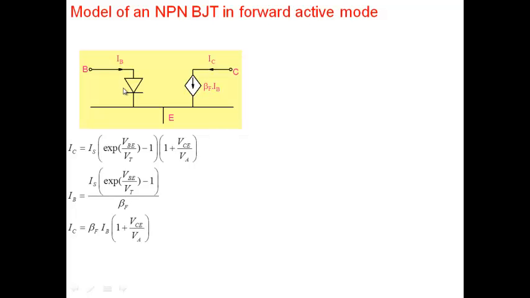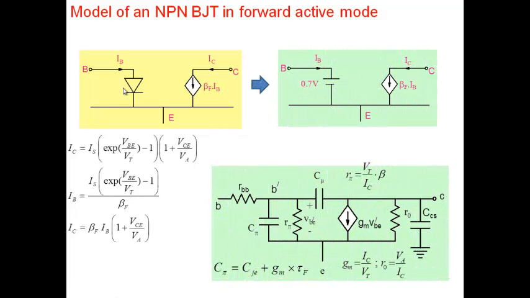All right, so that completes our model now. We have seen that this is the DC model of a transistor with all the equations that we have seen, exponential equations, early effect here. This is a simplified model where we approximated by 0.7, and this is the small signal model here.